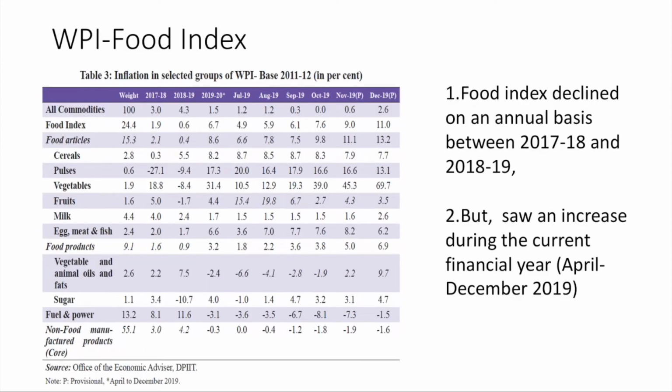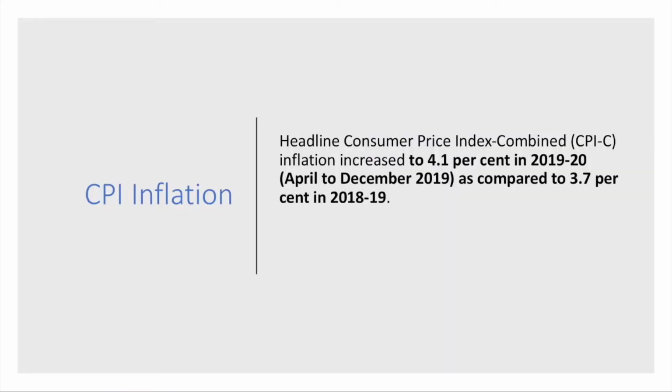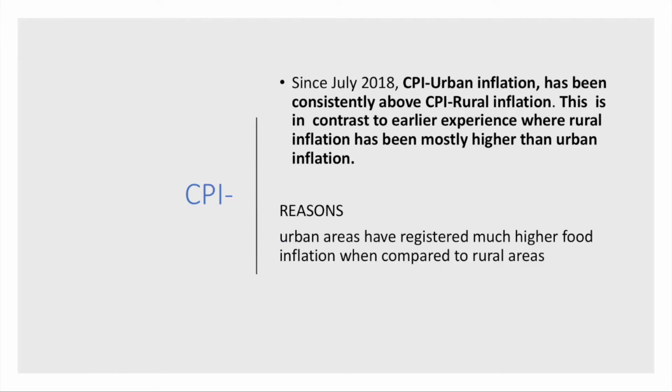Similarly, the WPI food index shows inflation declined from 2017 to 2019, but after 2019, food inflation has also increased. And similar is the case with CPI. CPI combined shows that CPI inflation increased from 3.7% to now, after December 2019, 4.1%. Another interesting observation that the survey makes is that generally CPI rural inflation is more than CPI urban inflation. But lately, CPI urban inflation has been consistently above CPI rural inflation.